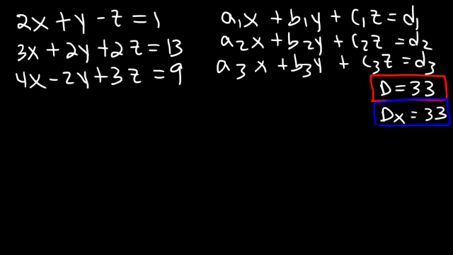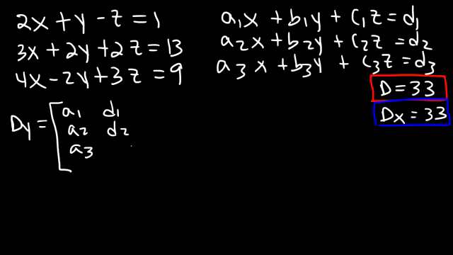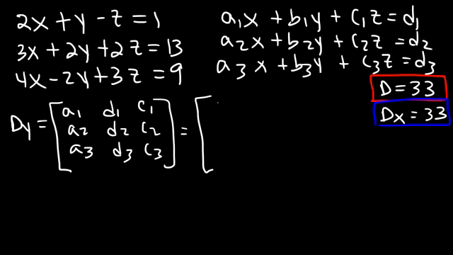Now, let's focus on dy. So this time, the coefficients in front of y, we're going to replace it with d1, d2, and d3. So it's going to be a1, a2, a3, and then d1, d2, d3, and then c1, c2, c3. So this corresponds to the numbers 2, 3, 4, 1, 13, 9, and negative 1, 2, and 3.